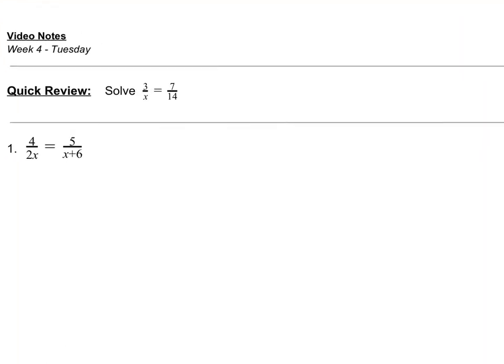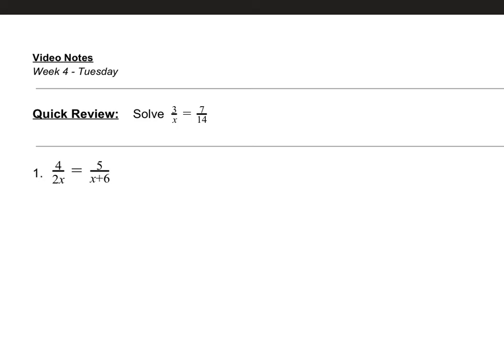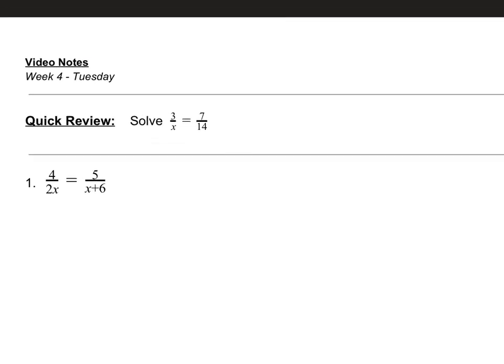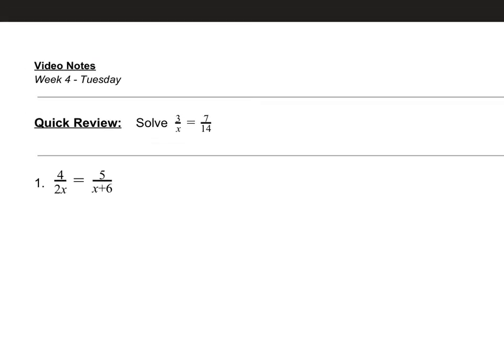The quick review, I don't know if you guys remember this, but when you have a fraction equals another fraction, you've got that variable there. The way you solve it is just as simple as cross multiplying. So we've got to cross multiply here, and we've got to cross multiply here. Some of you may have called it butterfly. That's a little weird for me. I just like the cross multiplication.